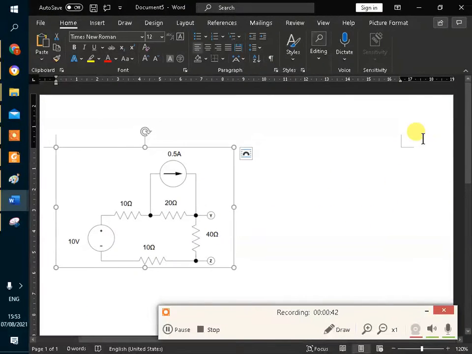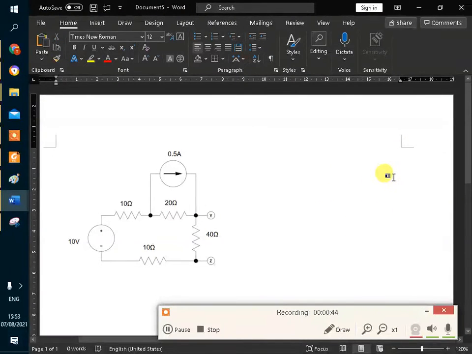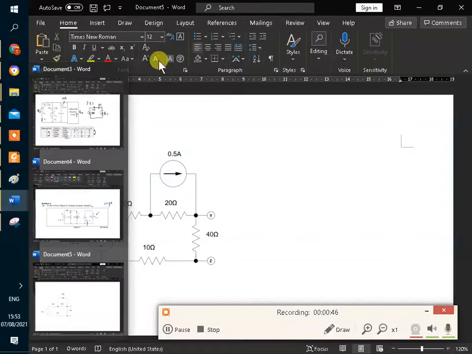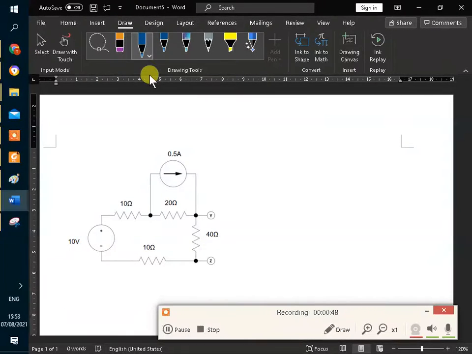Okay, for part 1, this is how you should analyze it. First, these two can lump together and form a 20 ohm here. So you have 20 ohm. Then we simplify the circuit here. We have 10 ohm here. This resistance combines with this one, right? So it becomes 20 ohm.